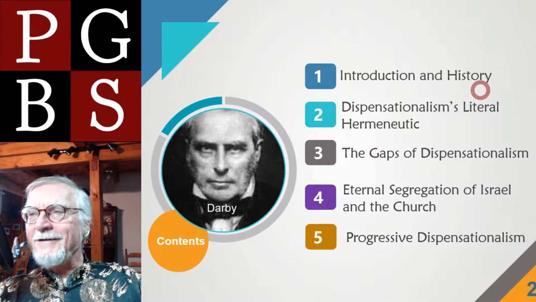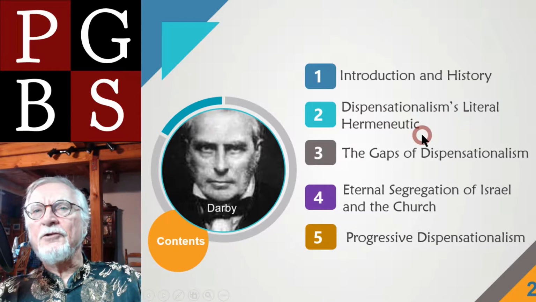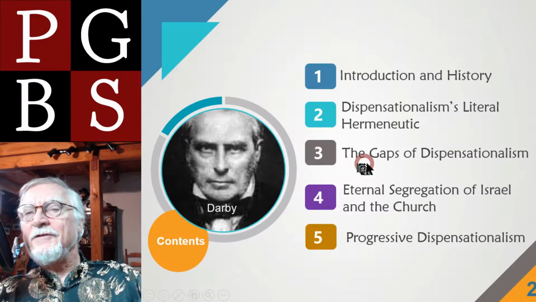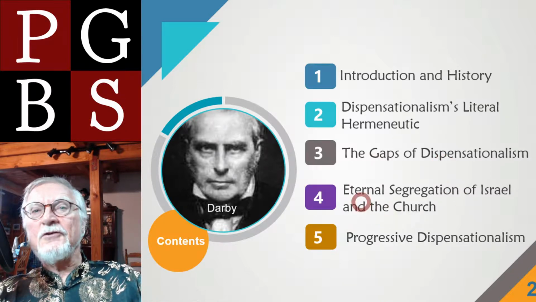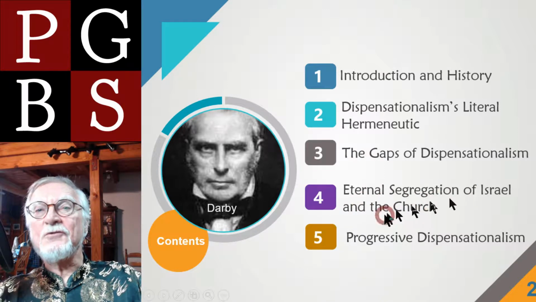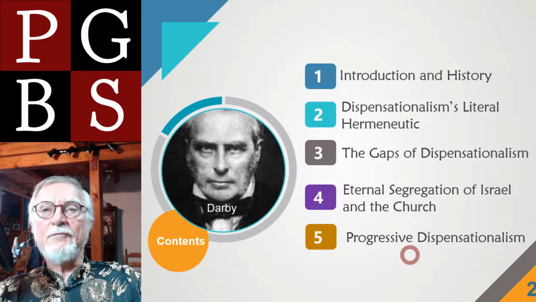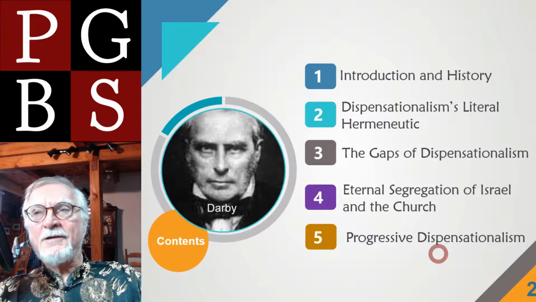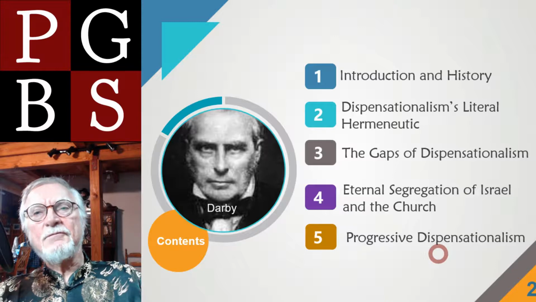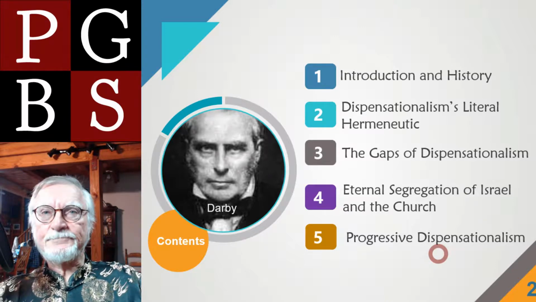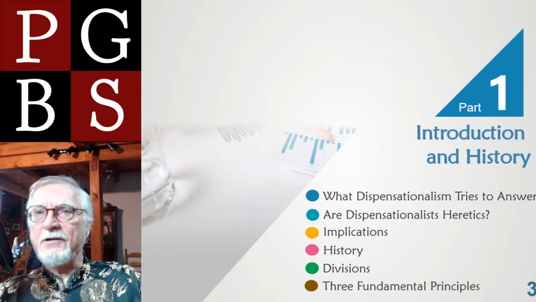I'm going to give you an introduction and history in this video, and then in future videos, I'm going to talk about dispensationalism's literal hermeneutic. I like to call it hyperliteral. And then we're going to talk about the famous gaps of dispensationalism, especially the gap which the church is, according to them. And then we're going to talk about their idea of the eternal segregation of Israel and the church, a key facet of dispensationalism. And then I'm going to talk about a modern movement called progressive dispensationalism, which retreats from some of the more egregious areas of dispensationalism and moves further toward the New Covenant theology position. So let's get started now with the introduction and history of dispensationalism.